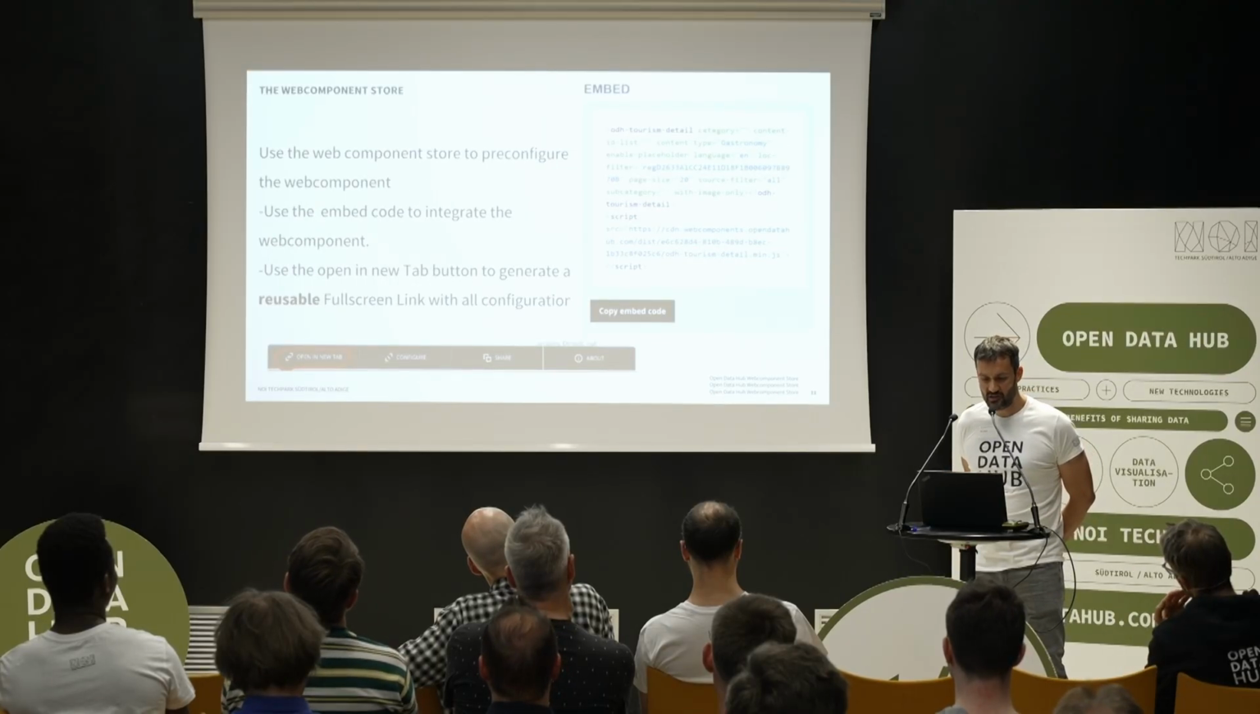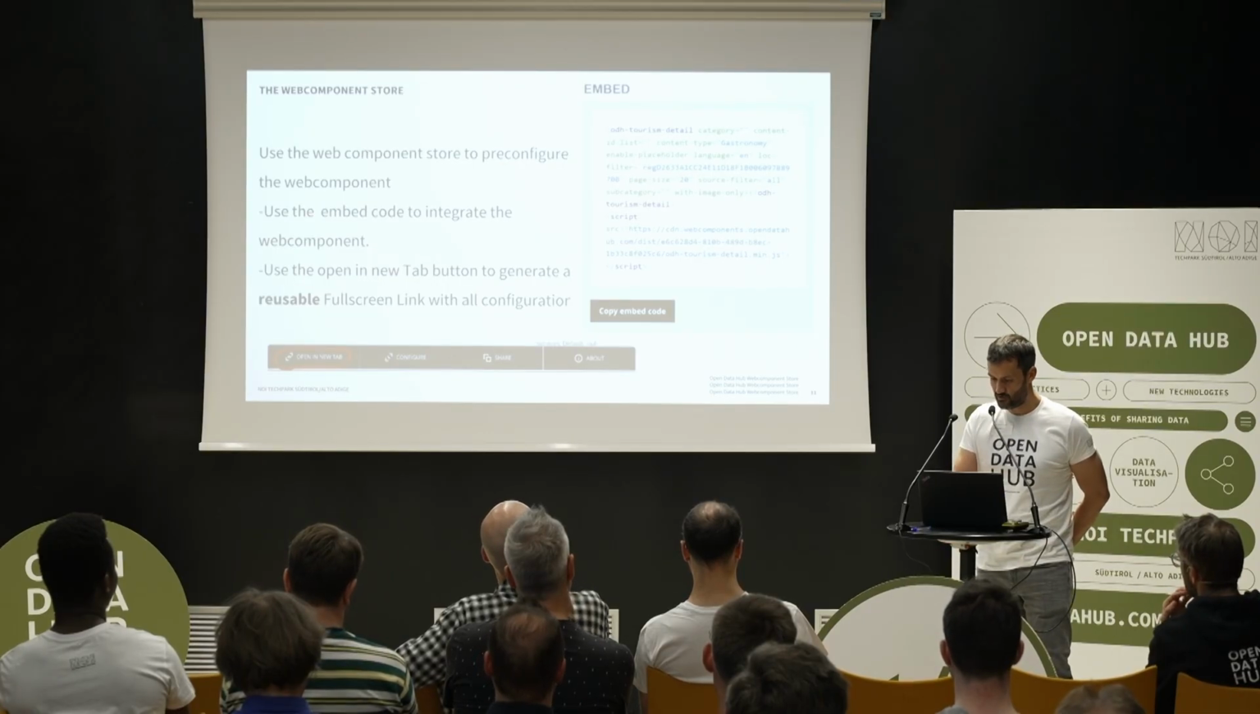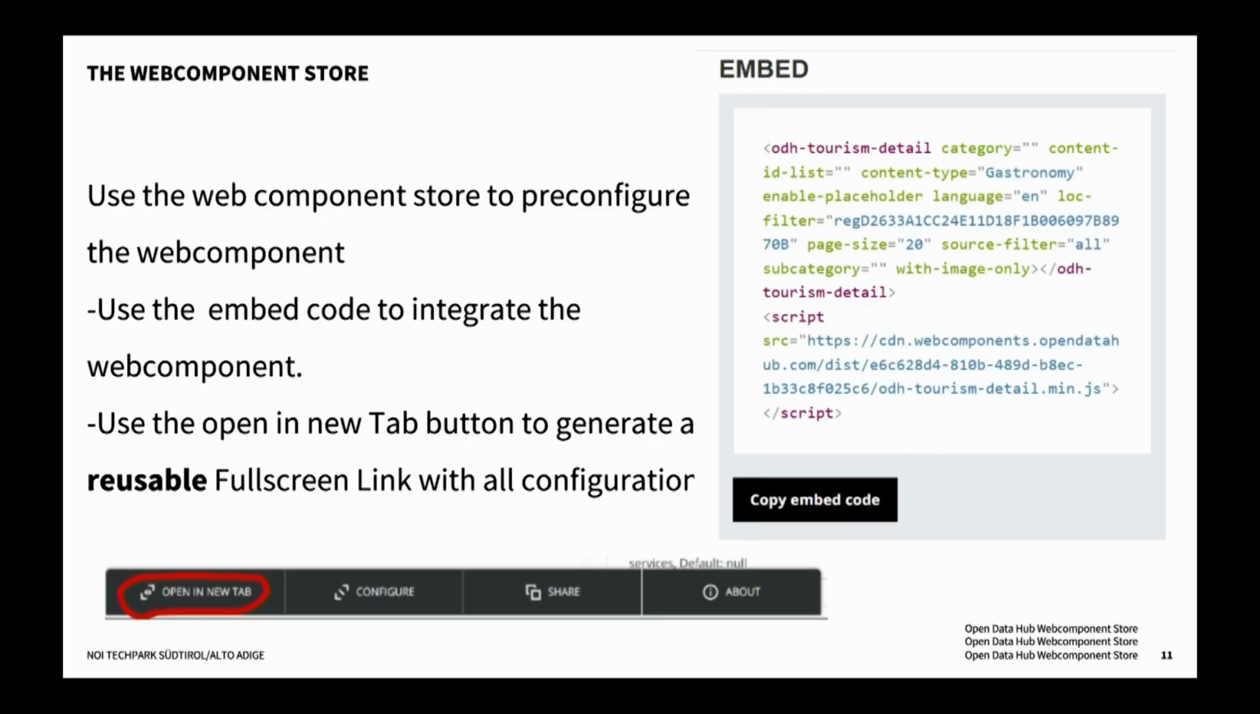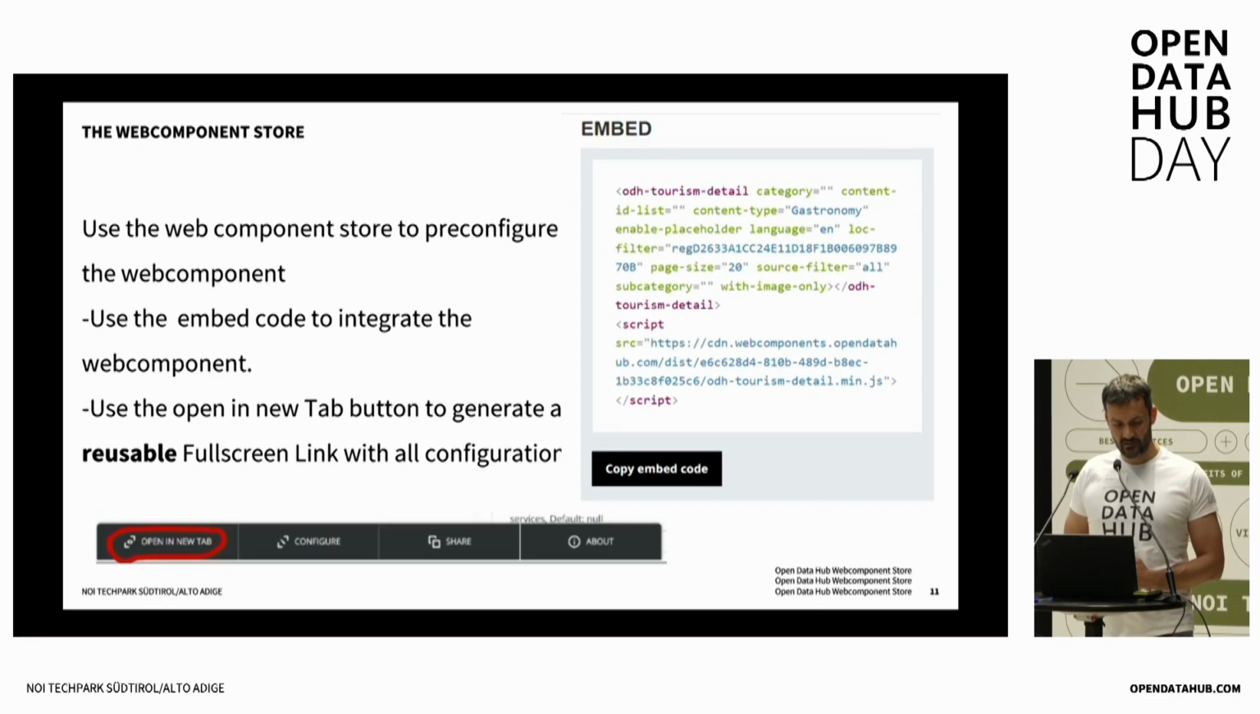And now we see here a web component with all configuration parameters on the screenshot. The Web Component Store offers a function like the copy embed code, where you can copy. First you configure the web component, then you use this button, and the configuration is directly stored into this code. You can use it immediately on your website. There's another functionality, the Open a New Tab button, and this Open a New Tab button generates a reusable full-screen link with all configuration stored.